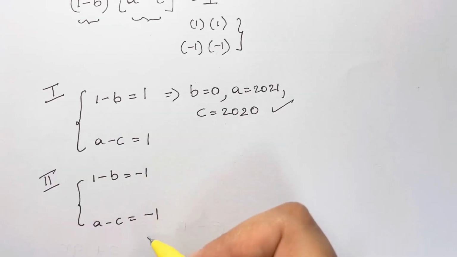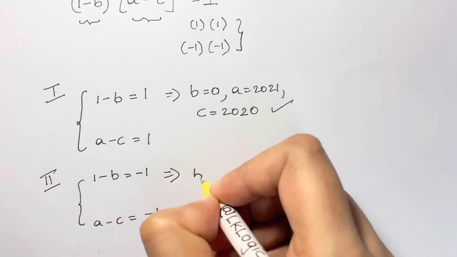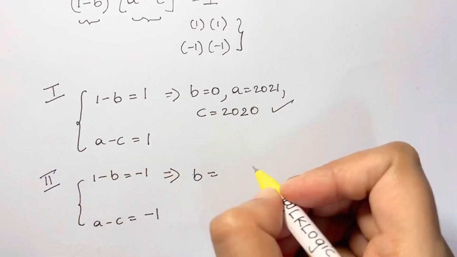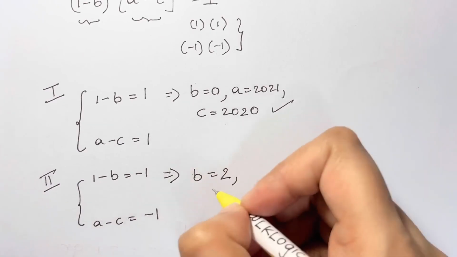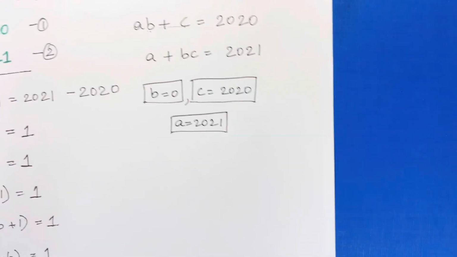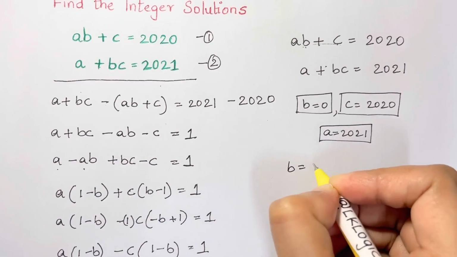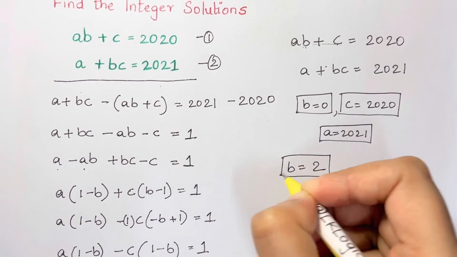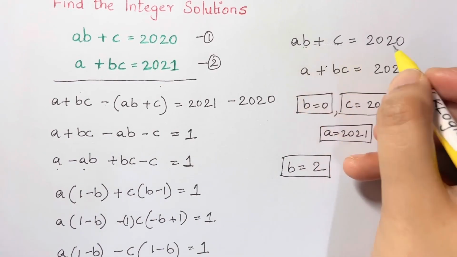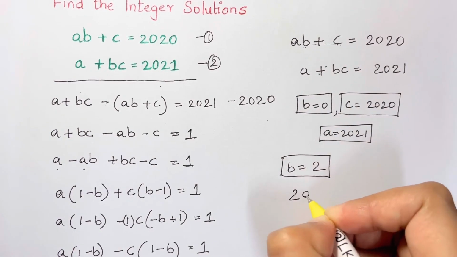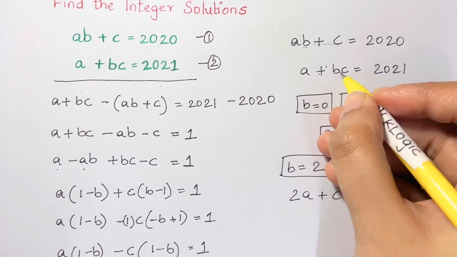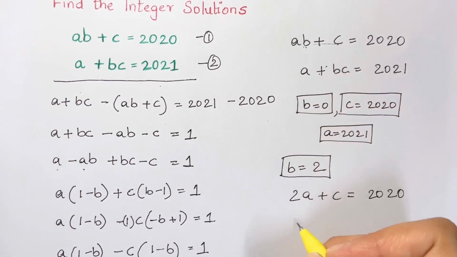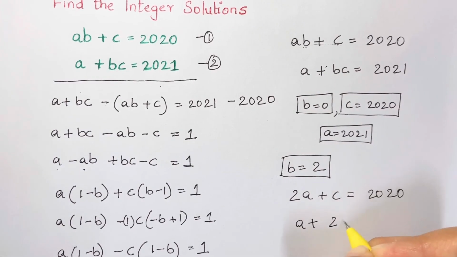Now let's find the values of A, B, C for the second case. What do we have? The value of B is equal to 1 plus 1, that is equal to 2. So what is the value of A and C here? So let's substitute B is equal to 2 in the equations. What are the two equations? 2A plus C is equal to 2020. And then another one, A plus 2C is equal to 2021.